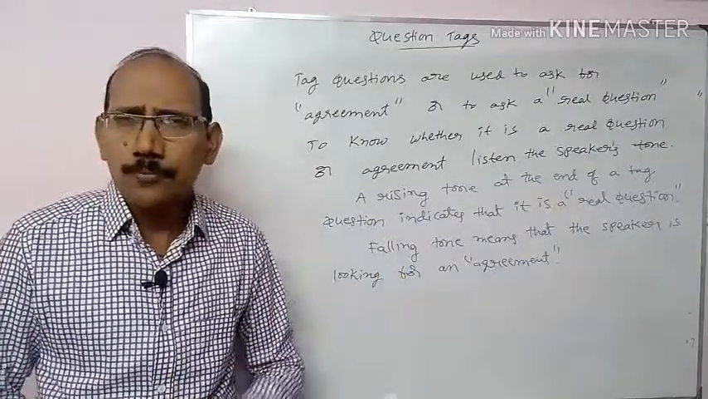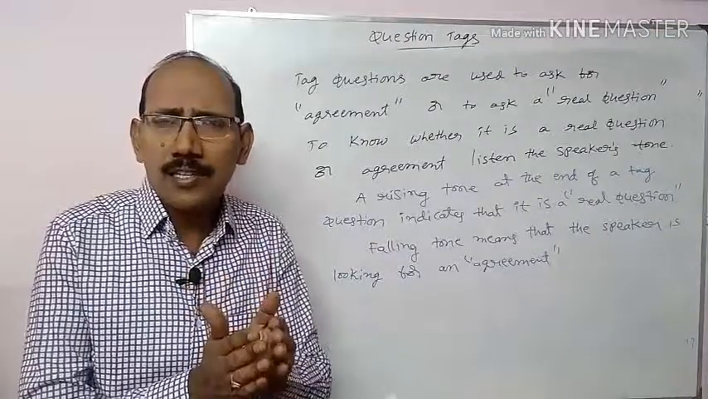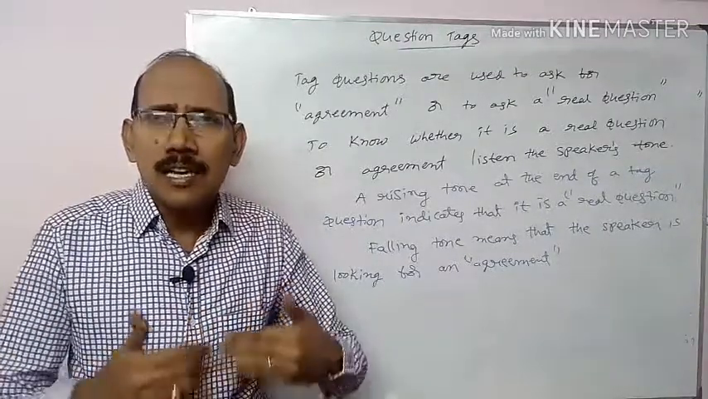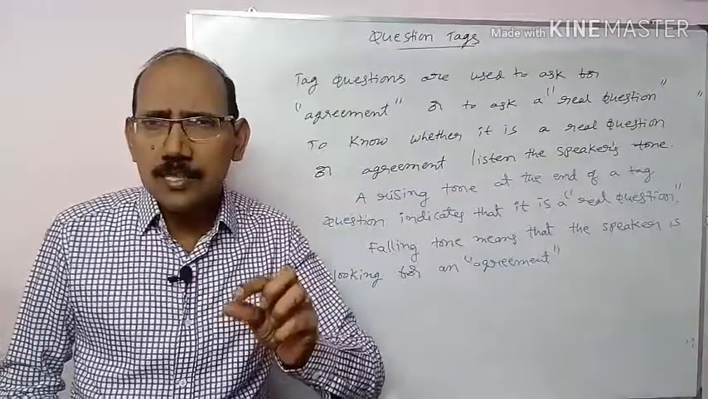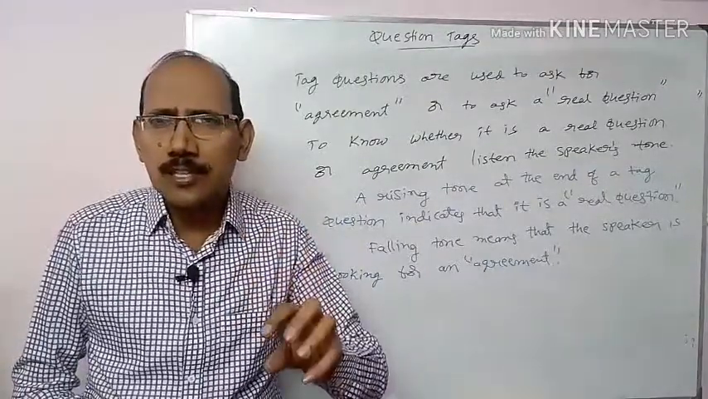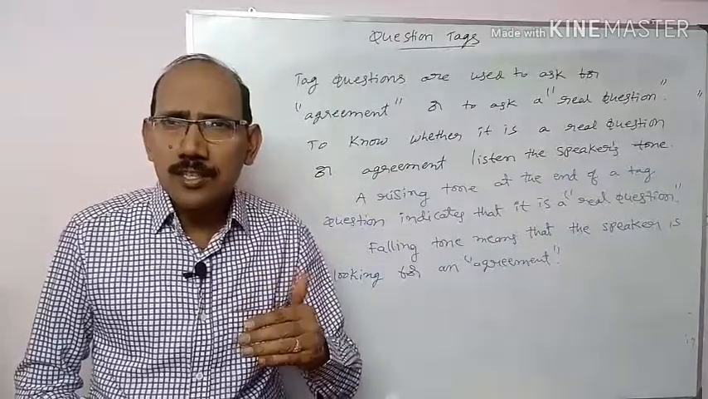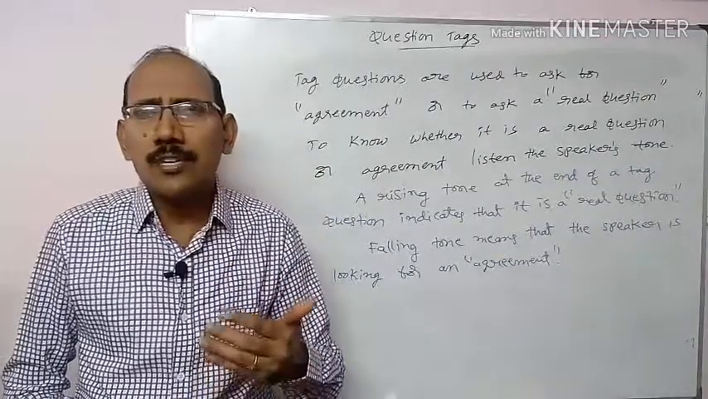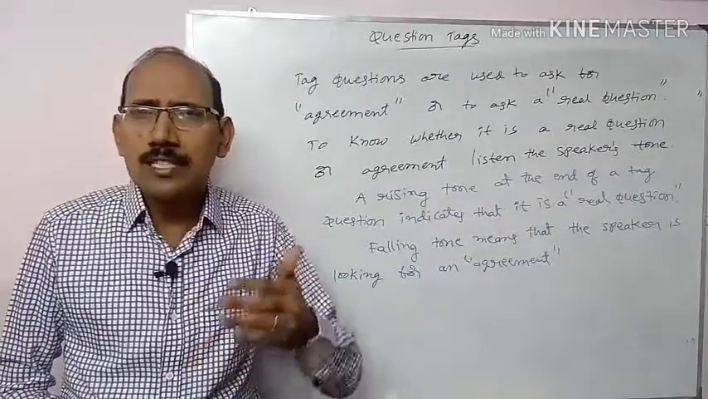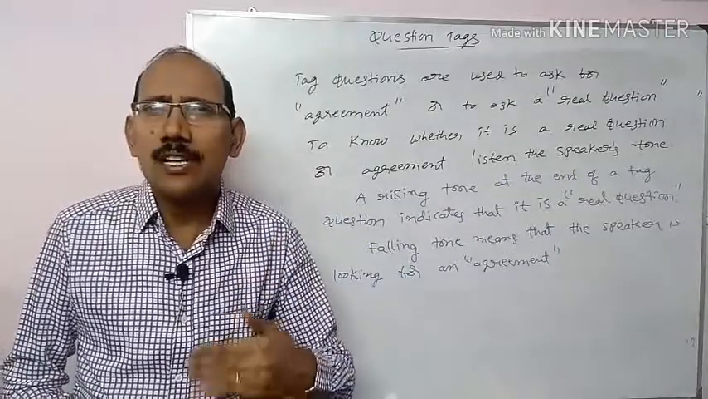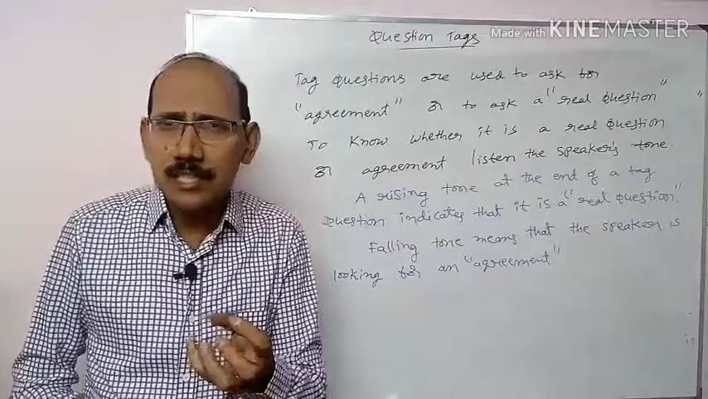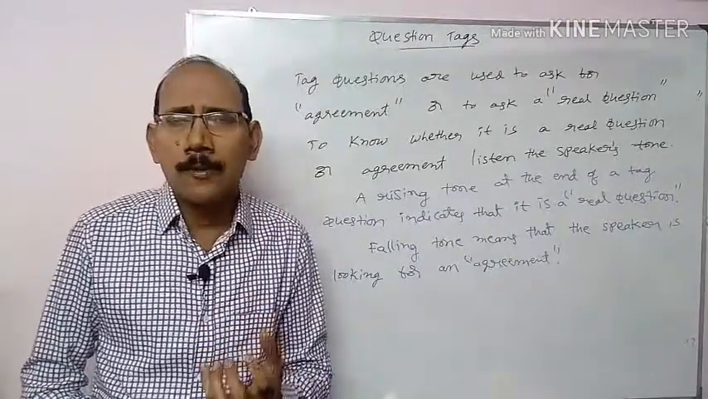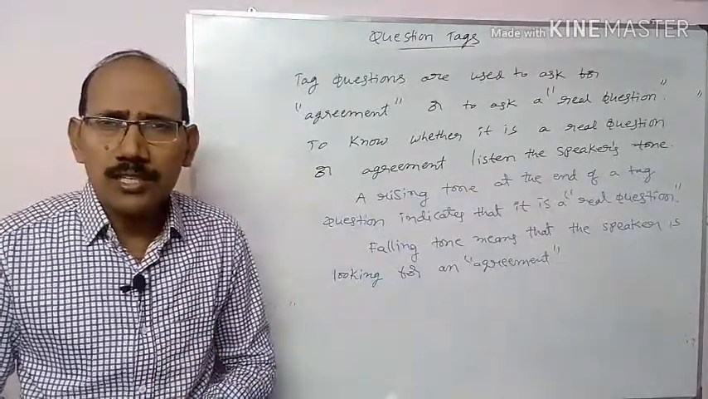Look at one example. If a tag is asked in a rising tone, that is a real question. He is expecting an answer from us, he is expecting confirmation from us. Whereas if at the end of a statement his voice is low, that is in a falling tone, and he poses the tag, it means that he is expecting agreement from us. Look at one example so that you will understand.